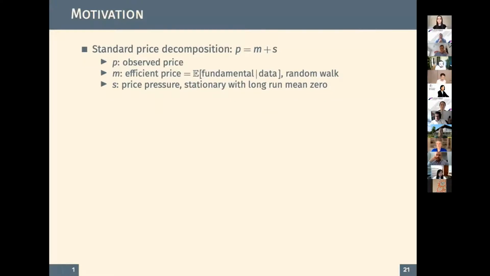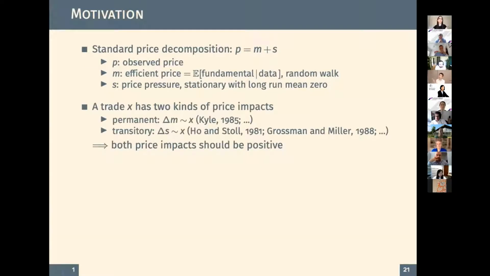Okay, so with this decomposition, let's try to associate these two components with the trade X. A trade in this context will have two kinds of price impacts. One is the permanent one. Think about the Kyle model, right? How a trade moves the price permanently. And the transitory one: how the change of the price pressure S is associated with the X. There are many different models you can think of for how this trade would affect the change of the price pressure, and that's what we will be focusing on today.